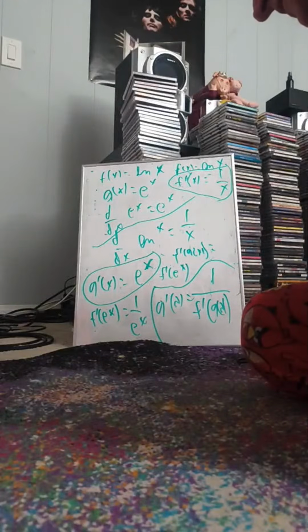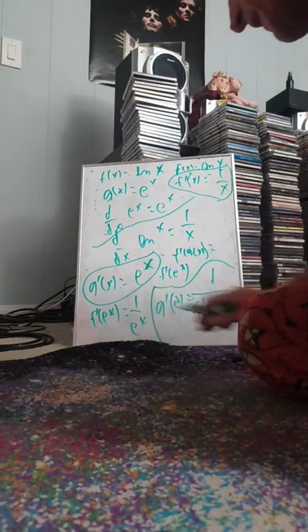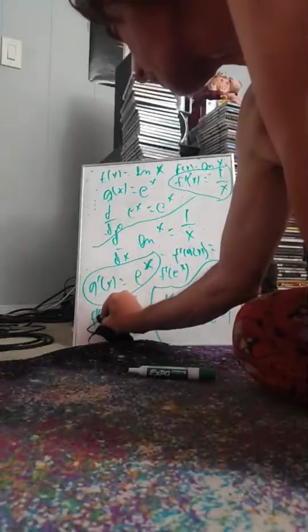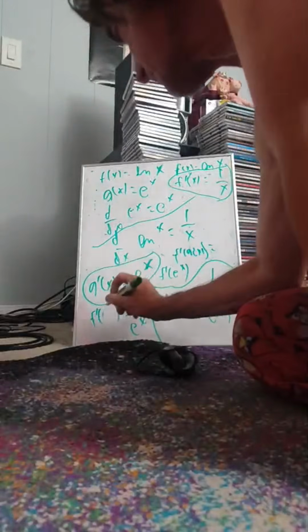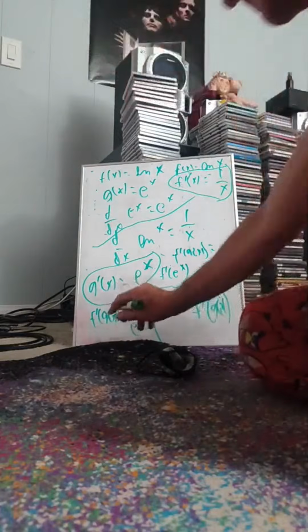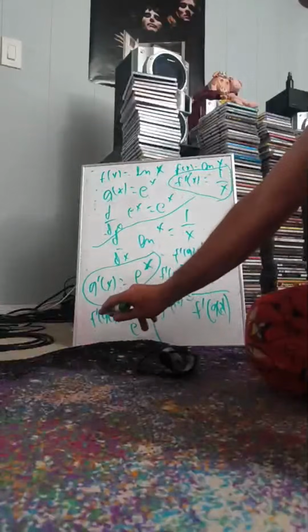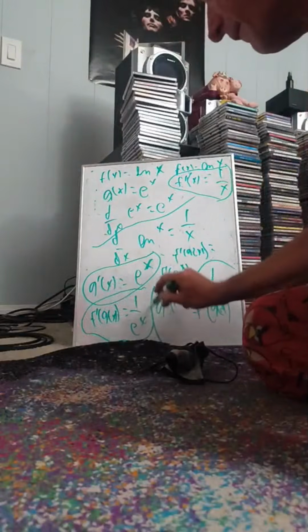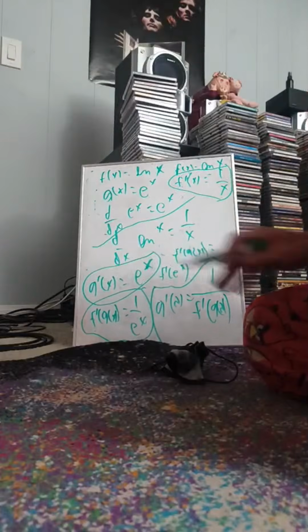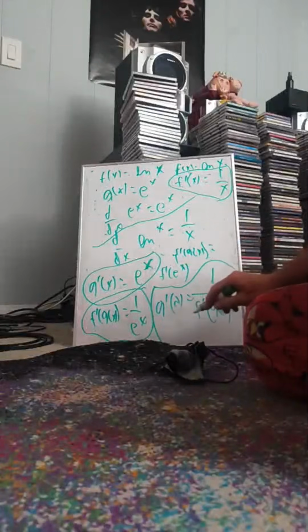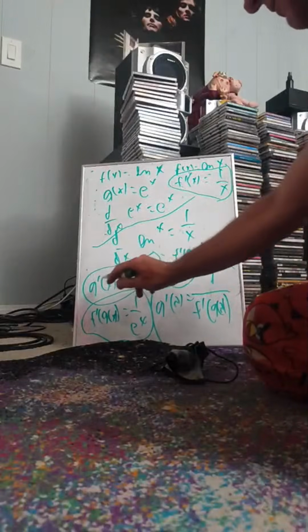Basically, that means this f prime of e to the x is f prime of g of x, because g of x is e to the x. So f prime of g of x is 1 over e to the x. This is important. But g prime of x equals e to the x. So what did that show us? We want to verify this equation.